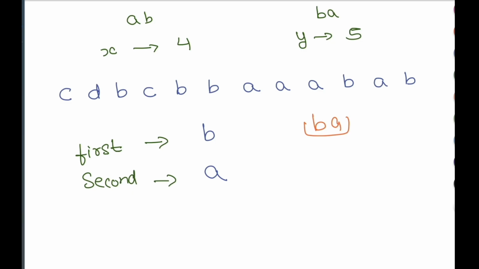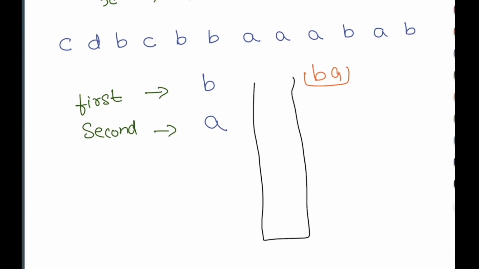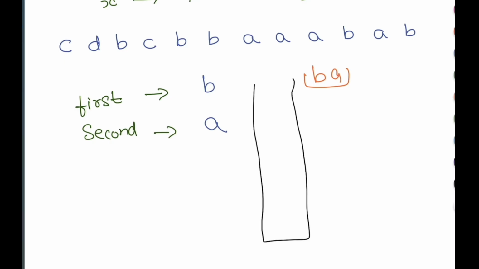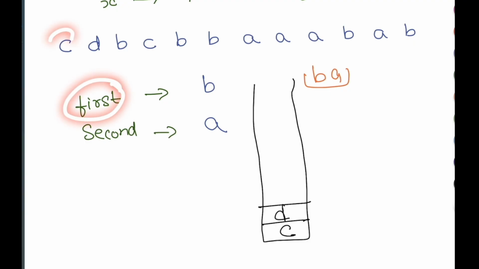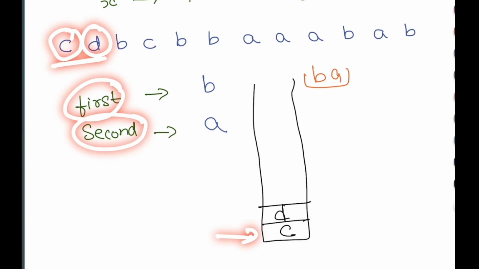A better solution is, let me take a data structure which is a stack, and I am going to put my data into the stack. First let me put C. Okay, we got a C here. Next, let me put a D. We got a D here. And every time, we are going to ask: is the last character inserted equal to the first, and is the latest character equal to the second? If so, our substring will be equal to first plus second, that is B plus A, which is BA.